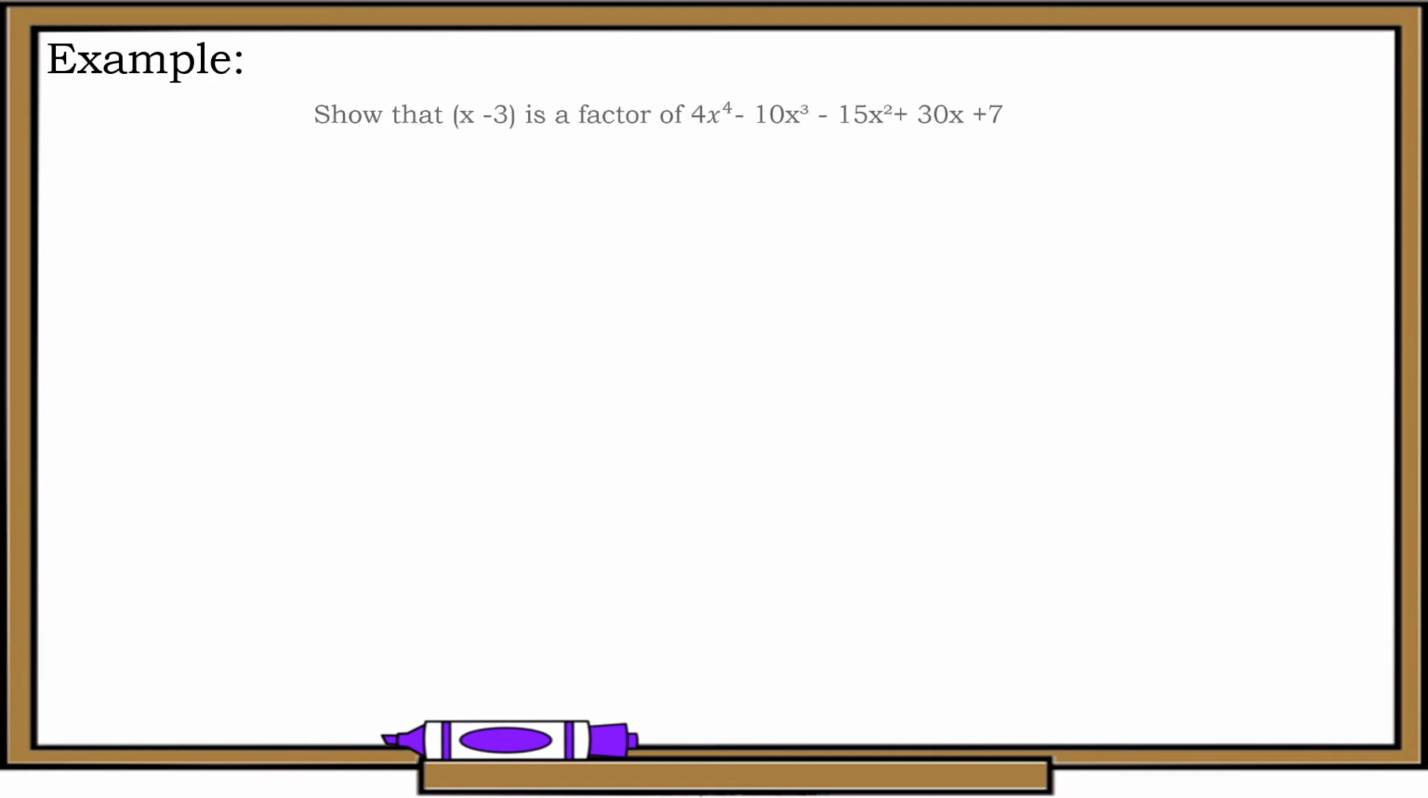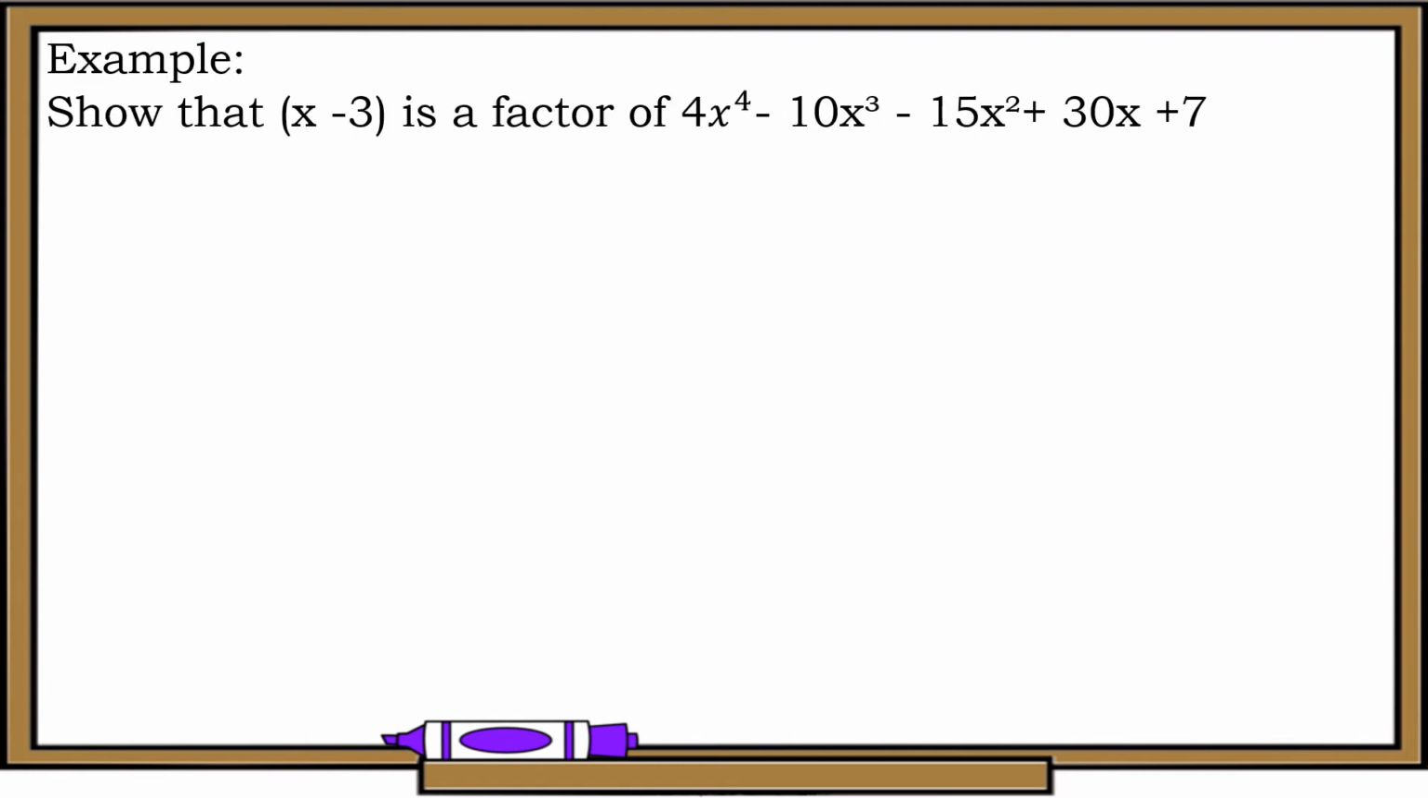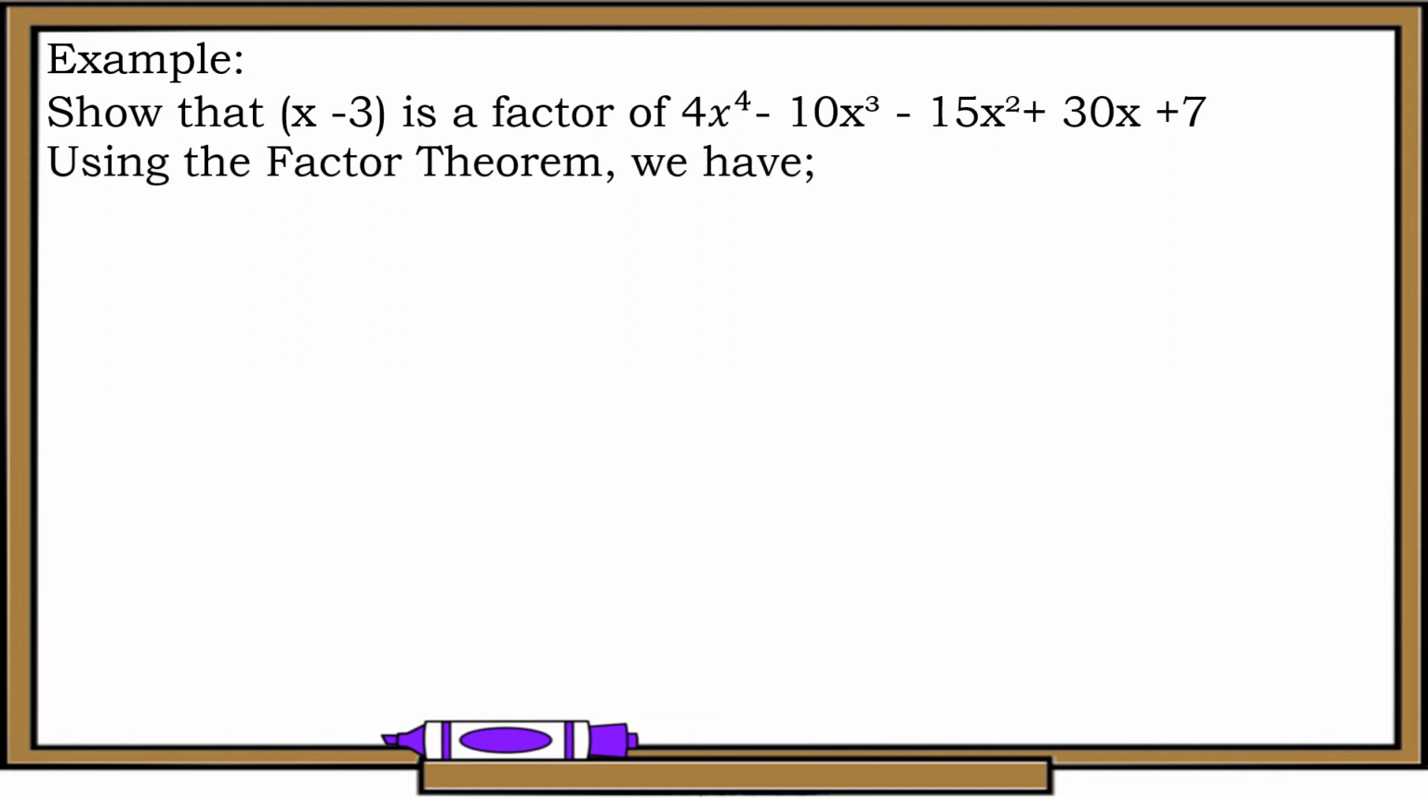Another example. Show that x minus 3 is a factor of 4x to the fourth minus 10x cubed minus 15x squared plus 30x plus 7. Using the factor theorem, sulat muna natin, i-calculate muna natin ang P of x, then isulat natin yung dividend na 4x to the fourth minus 10x cubed minus 15x squared plus 30x plus 7.